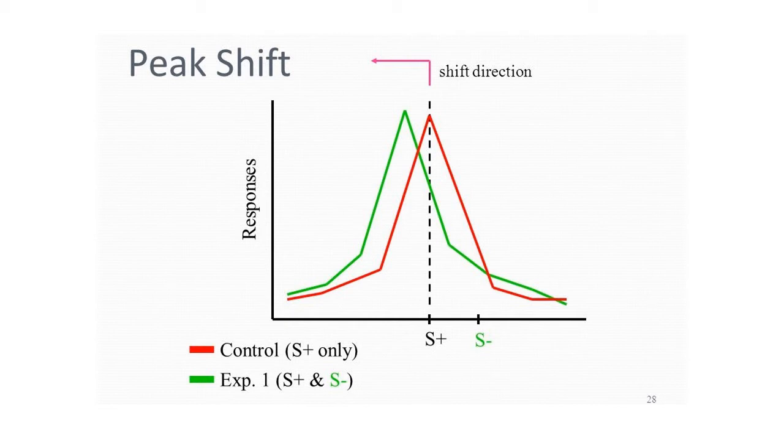In other words, if you look at a normal group that doesn't get discrimination training, they're just trained with some S plus, right? So they're trained to a target. You look at a graph, and the peak of that is right on the target that they trained, and then the responses sort of fall away as you get further and further away from the target that you trained.